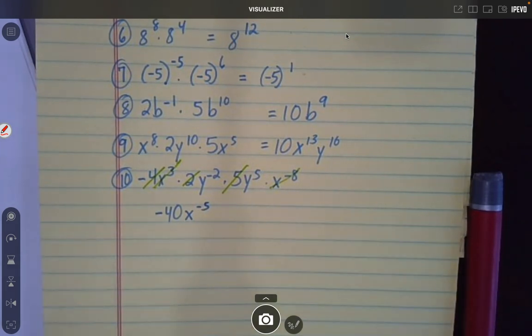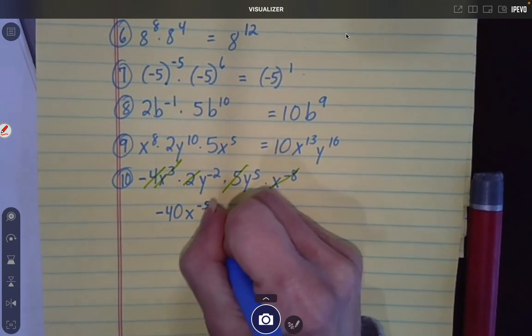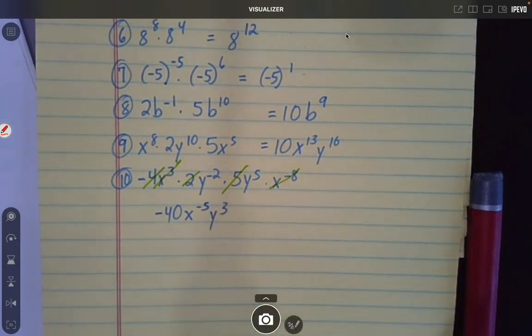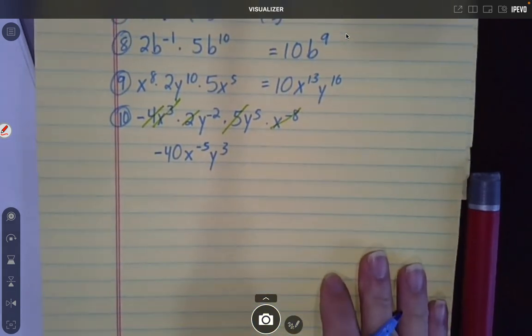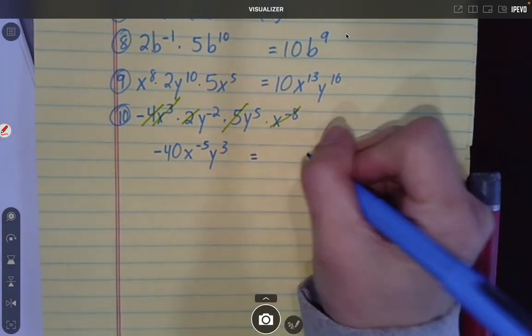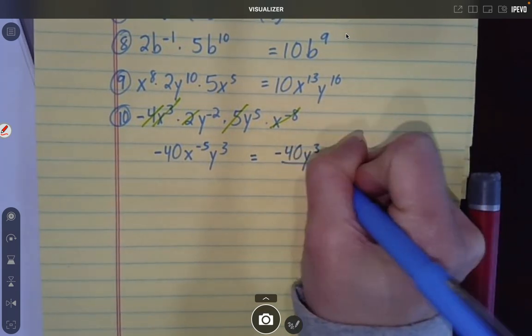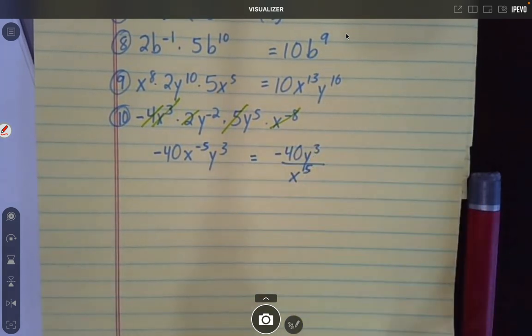And then my last thing, my y's, what's negative 2 plus 5? Positive 3. So the only thing that I need to do to finish this one is move the x, right? So my negative 40 y to the 3rd stays, and my x to the 5th moves down there. That's B.